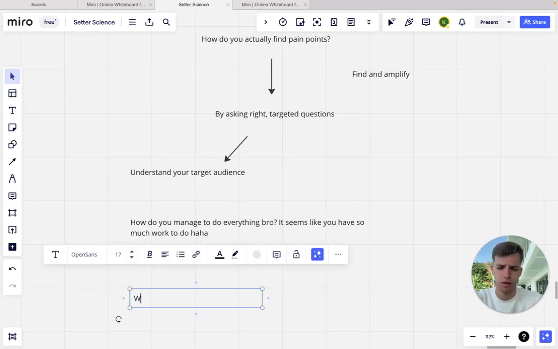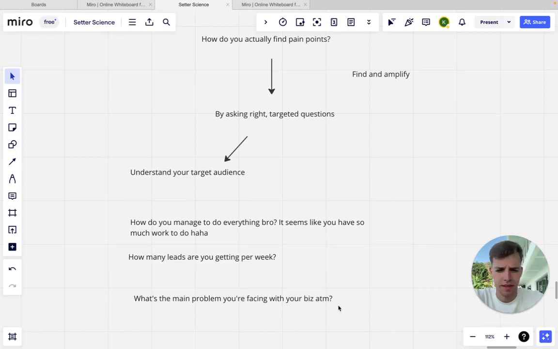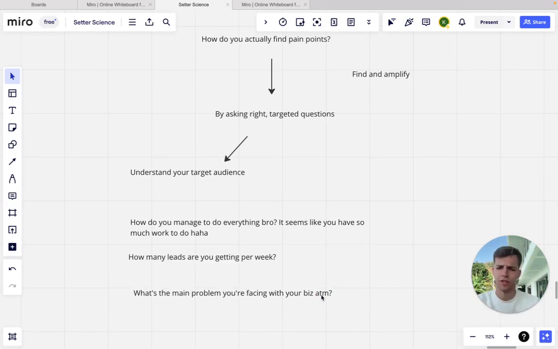Let's say this one is more for B2B offers. What's the main problem you're facing with your biz at the moment? So like you can see here, biz at the ATM, you want to match their vibes, and saying biz makes you seem genuine, lighthearted, and you don't appear as a pushy salesman. Once again, we just genuinely want to know.